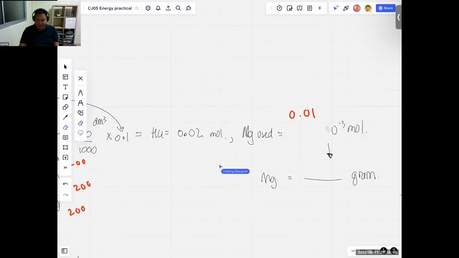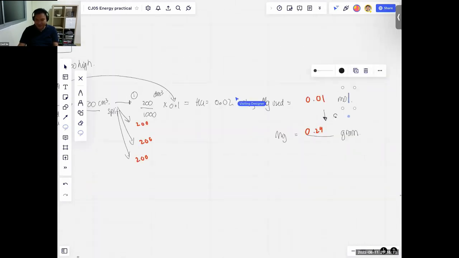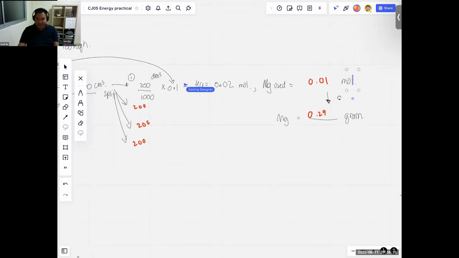0.01, without this thing, times 24, 0.24 gram. I think it is more than 0.24 gram. Okay, good.